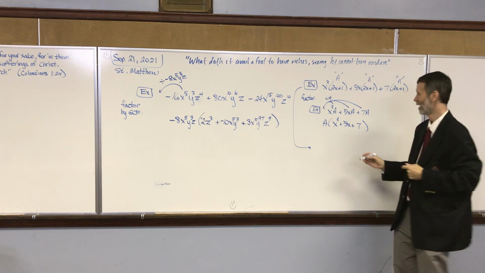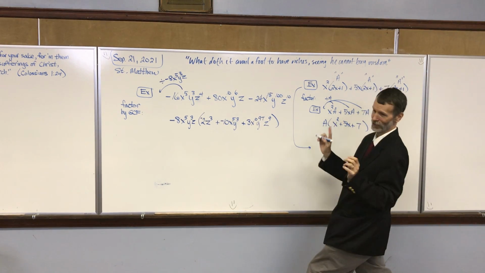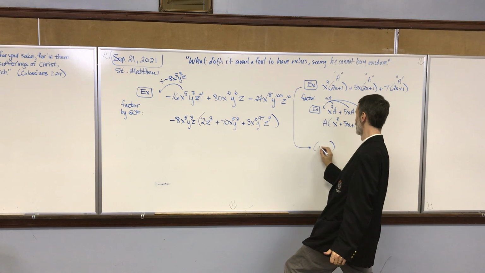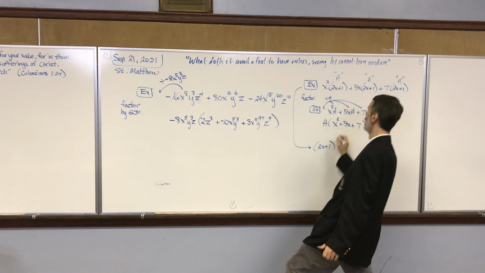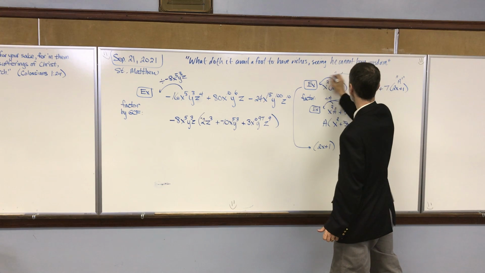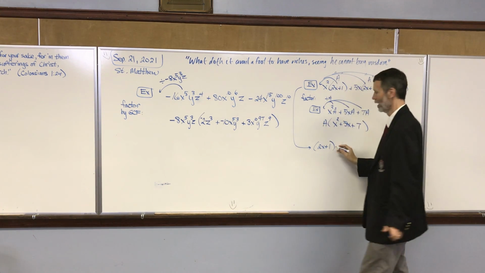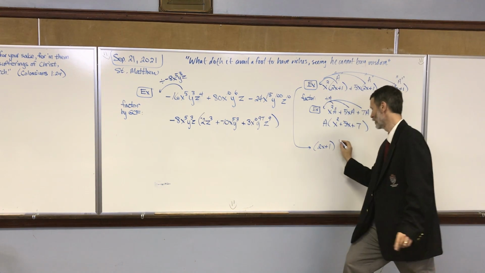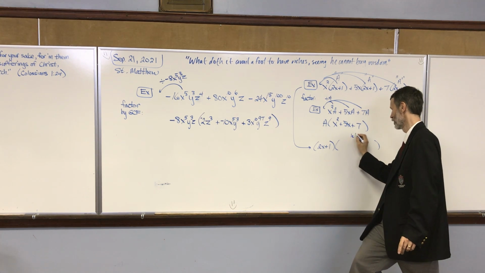What would you pull in front? It's a parenthesis. 2x plus 1. Correct. I'm pulling the 2x plus 1 out in front as the greatest common factor. Once you do that, you should have another parentheses with the leftovers.